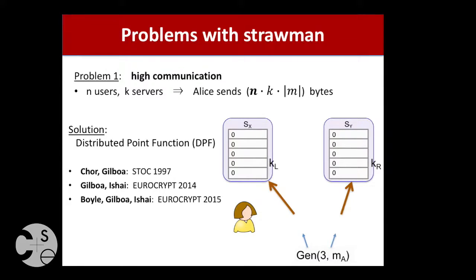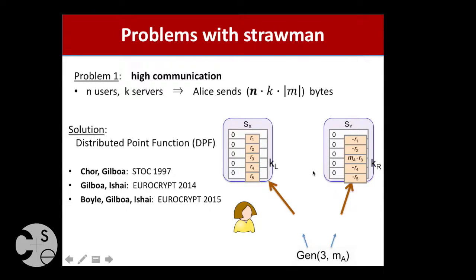So let's see, the left server takes the key KL and can expand it into the vector that Alice would have sent in the first place. And same thing for the right server. So you notice the property here is that the sum of these two vectors is 0 everywhere except for one point. And these vectors are derived from the key KL and KR.